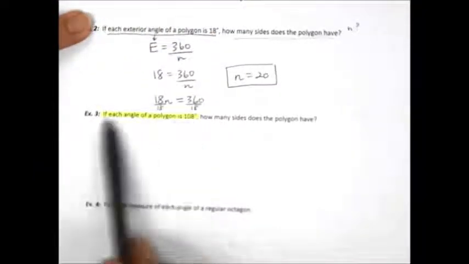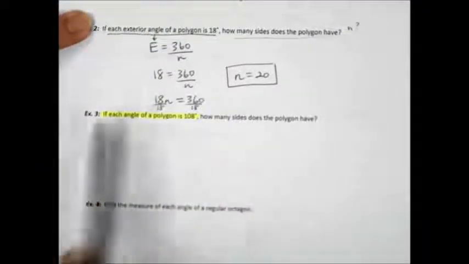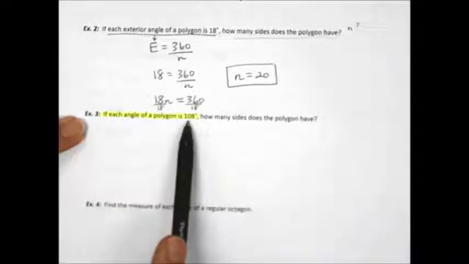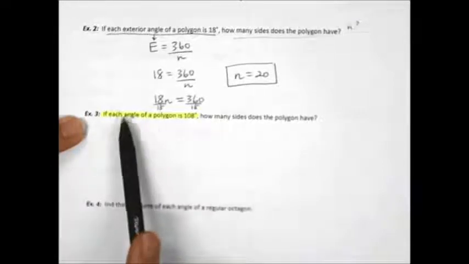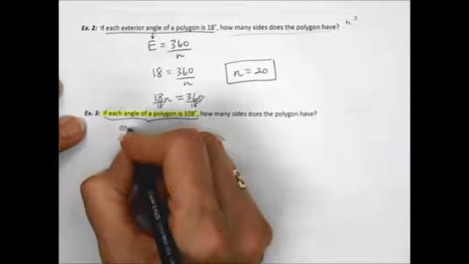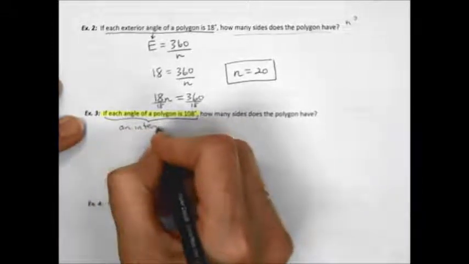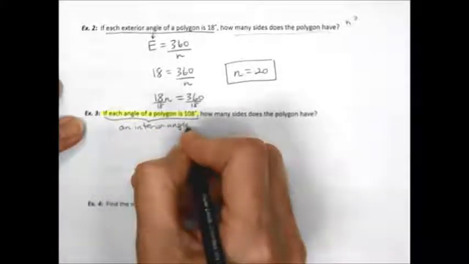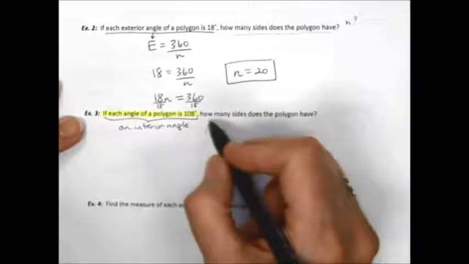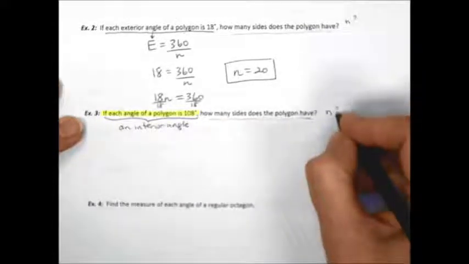So hopefully when you look at those two sentences, you realize this one has the word exterior and this one does not. That's important because this is not an exterior angle they're giving you. It is an interior angle, but they're never really going to call it an interior angle. They're just going to call it an angle of a polygon. So this right here is telling you an interior angle. They're not giving you the sum of the interior angles, but they're giving you an interior angle, and they want the number of sides, so they want n.